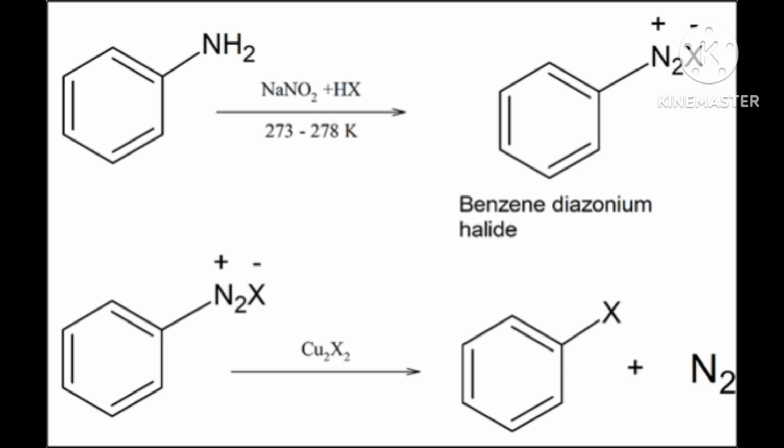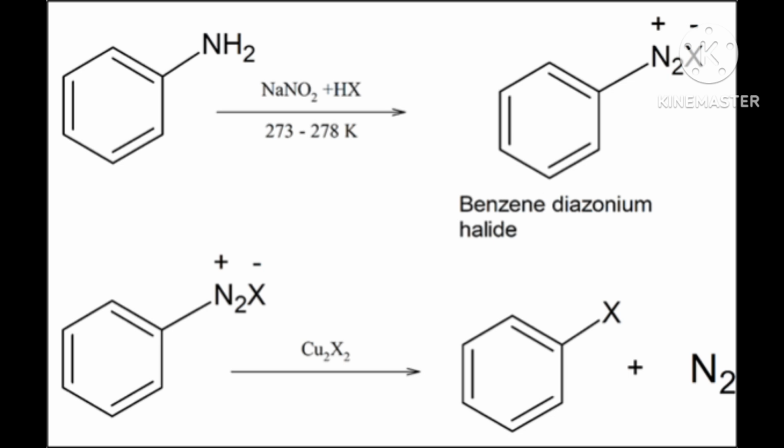2 H and 1 oxygen are remaining. It will form water, correct? 2 H, 1 oxygen. H is positive, oxygen is negative, you know. It will form water. That means the side products: first I am telling you, NaOH and H2O.